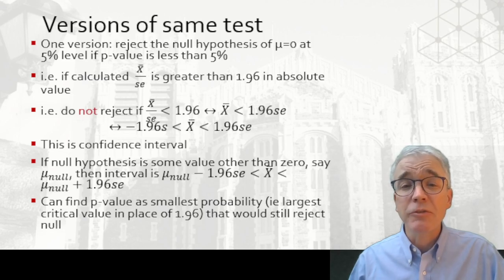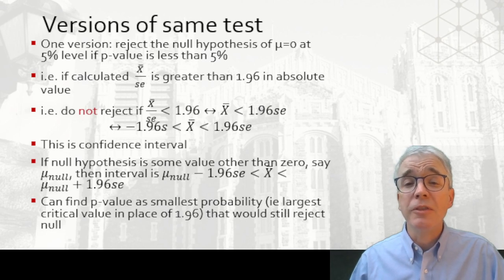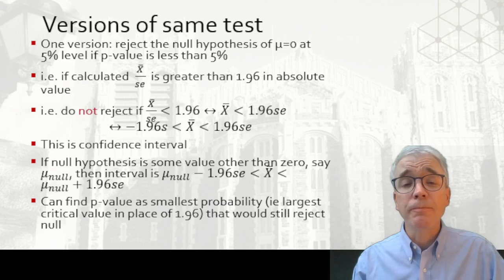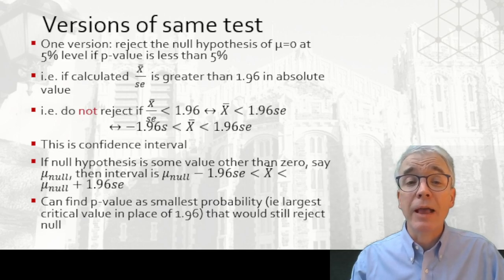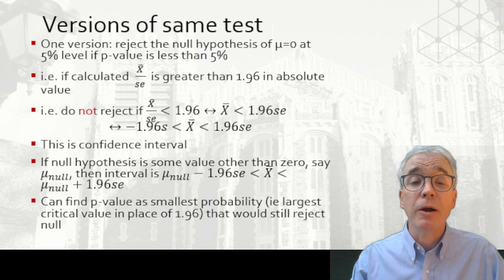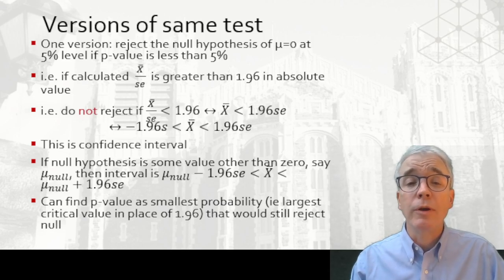Now we can set different levels of the test, but a common version would say we reject the null hypothesis of mu equals 0 at the 5% level if the p-value is less than 5%. We can look at the area and say that's the same as, once I calculate x bar over the standard error, if that's greater in absolute value than 1.96, then I'm going to reject the null hypothesis that mu is 0. Or do not reject if that ratio, x bar over the standard error, is less than 1.96. We often approximate that 1.96 to just twice the standard error. 1.96 is awfully close to 2.